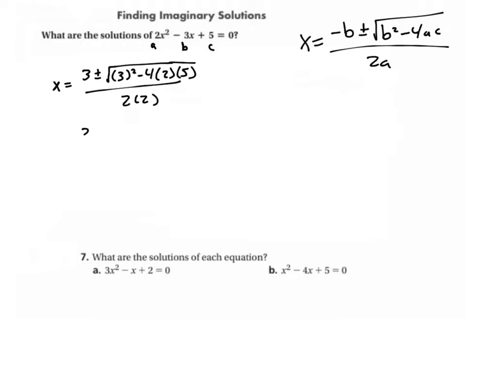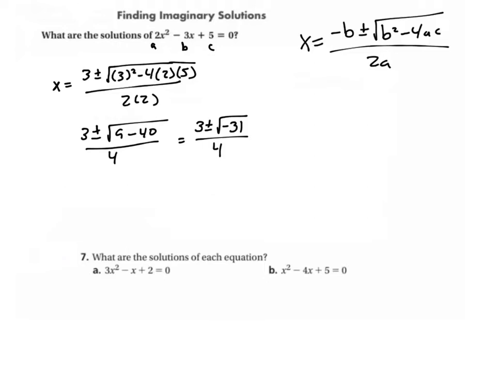So we start simplifying down. We've got 3 plus or minus the square root of 9 minus 40 over 4. This is going to give us 3 plus or minus the square root of negative 31 over 4. Well, in this case, negative 31 is not a perfect square, but we do know we can continue this problem. Normally we would stop here and say no solution, but we can find a solution. We're going to, in this case, break it down a little bit more.